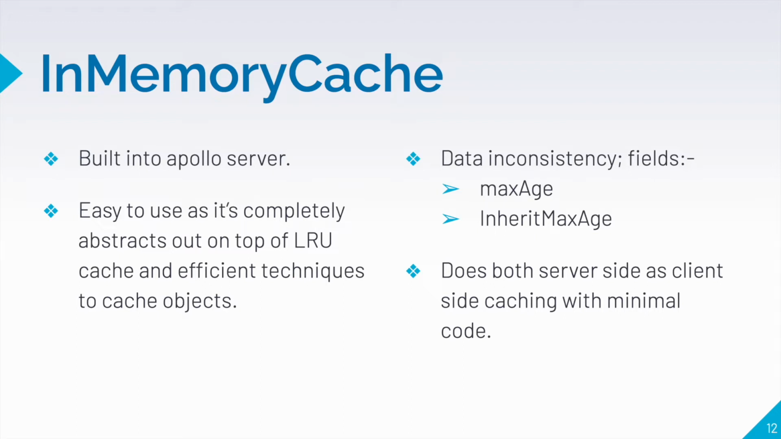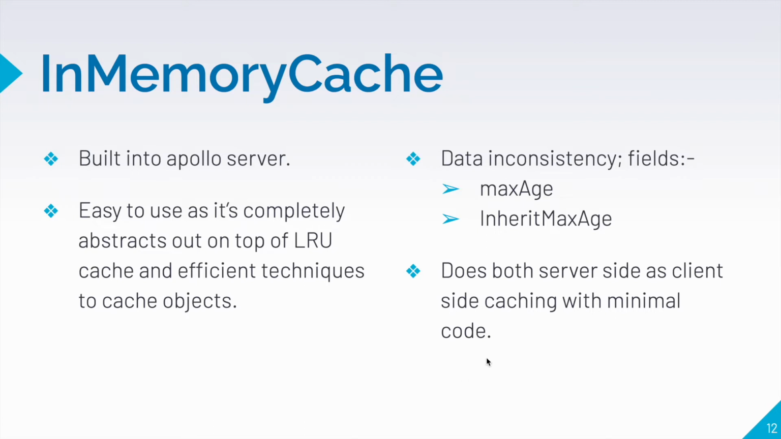After that amount of time, the cache will flush out all the data, and when a new query comes, that query's result will be cached. And the inherit max age field tells a particular field to inherit the max age of the parent field. So as a result, it does both server side as well as client side caching with minimal required code.